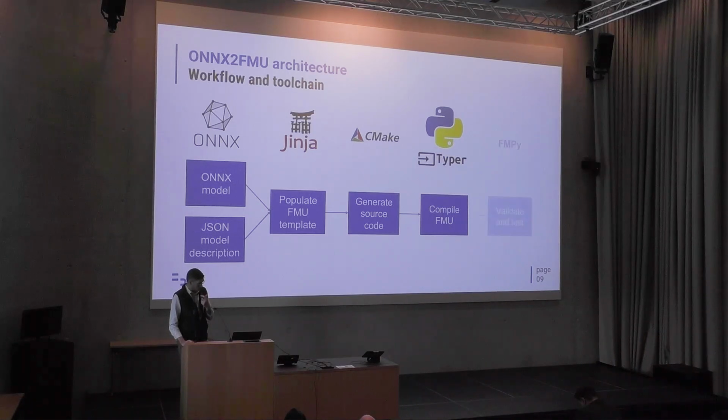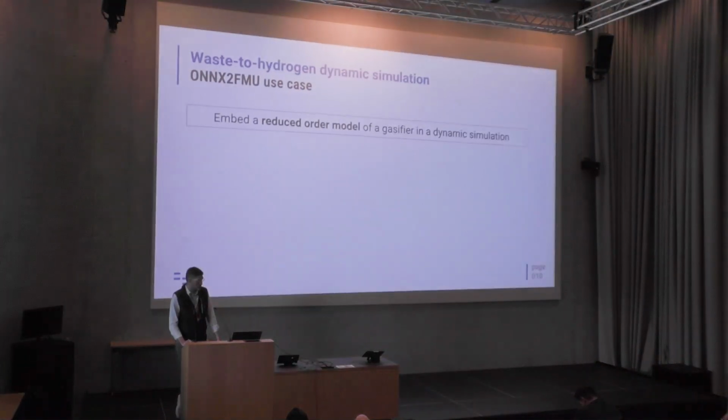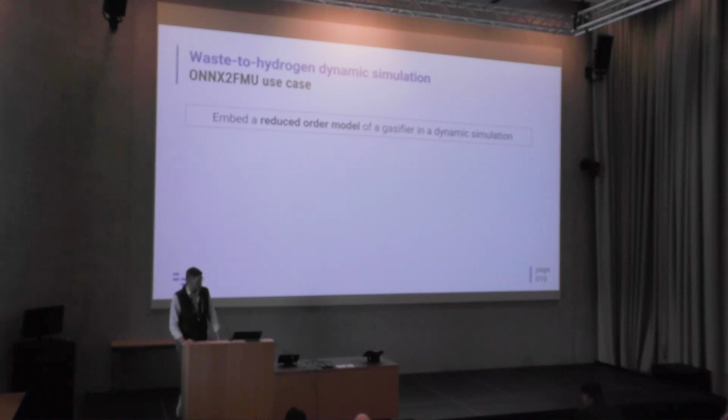And finally, we were able to test this toolchain using FMPy for validation and testing. So let's jump for the last part of this presentation into a real-world example that we developed, which was the development of a reduced order model of a gasification process to produce hydrogen. So what we wanted was to embed this machine learning model into a dynamic simulation that is then run in Modelon.